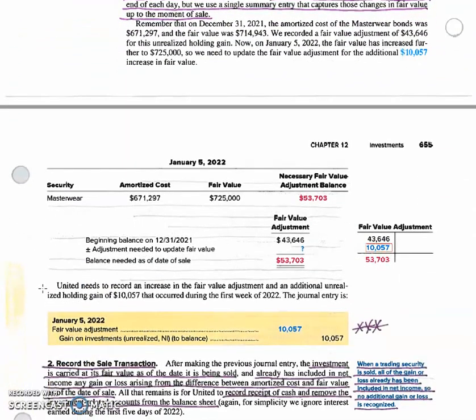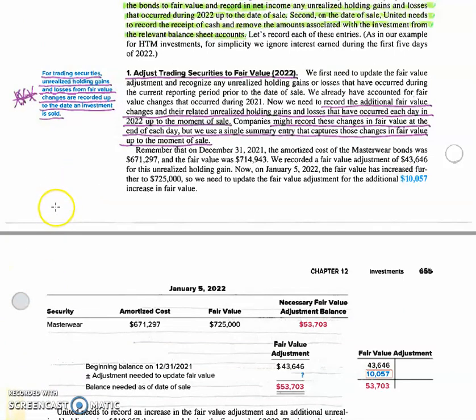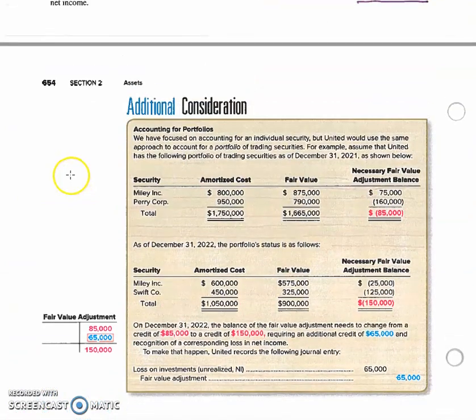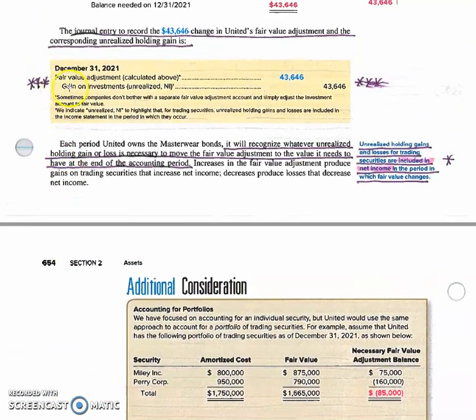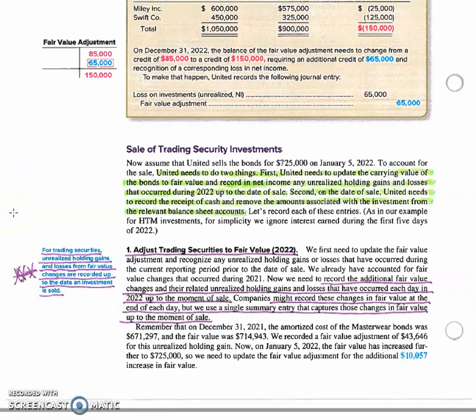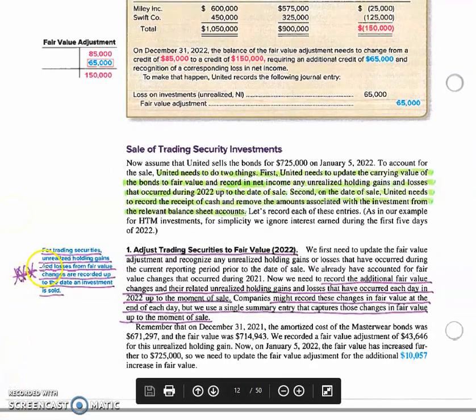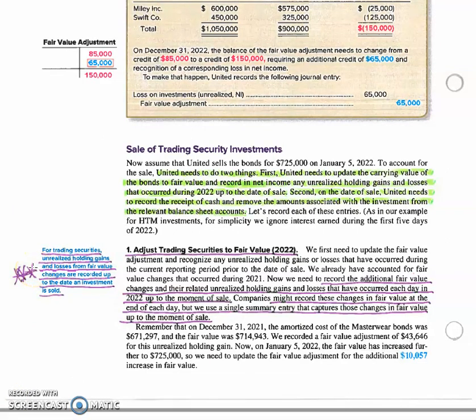So we go through this adjustment that we had right up here. So if we sold it on January 25th, we would identify fair market value on January 25th, which would be the selling price, and adjust to that selling price using the fair value adjustment and recognize any gain or loss that hadn't been recorded. So that's what they're talking about down here for trading securities. Unrealized holding gains and losses from fair value changes are recorded up to the date an investment is sold.